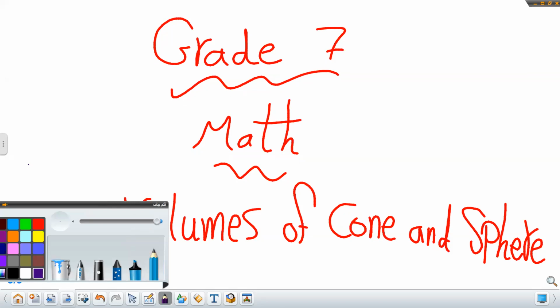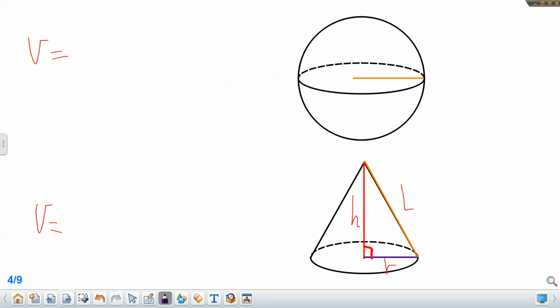Okay, first, what's the rule of each volume? First, what about the sphere? The volume of a sphere depends on the radius of the sphere, which is the distance between the center of the sphere and any point on the sphere, which is radius r. You studied before that the surface area of the sphere is 4 pi r square, but the volume of the sphere is 4 over 3 pi r power 3. So the volume depends on just the radius.